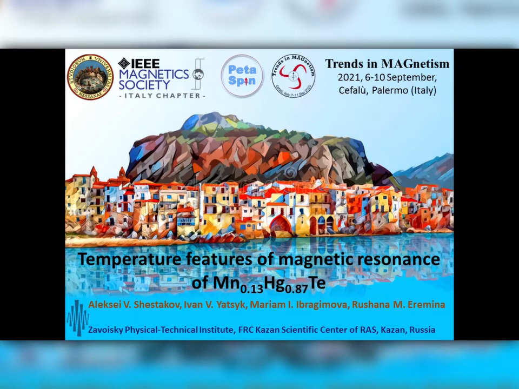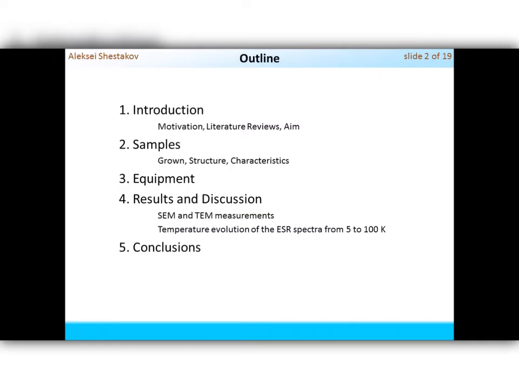The title of my presentation is Temperature Features of Magnetic Resonance of Manganese 0.13, Mercury 0.87 Tellurium. The investigation was carried out at the Zavoysky Institute. The plan of my report is the following. I will speak about the motivation, the characteristics of the samples, and our measurements. I will talk about our measurements by the EPR technique performed at different temperatures.